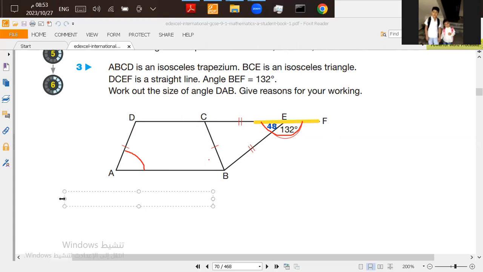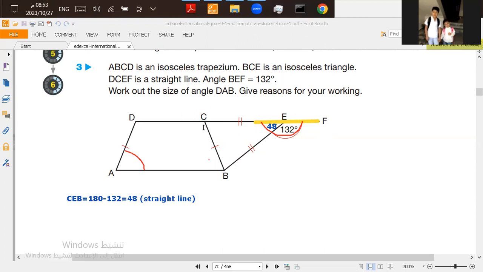So we said that CEB equals 180 minus 132 equals 48. And what's the reason? As we said, straight line. Okay. Now, as we said, this is an isosceles triangle, and these two angles are the same. How do we find them? Very good. By subtracting 48 from 180.